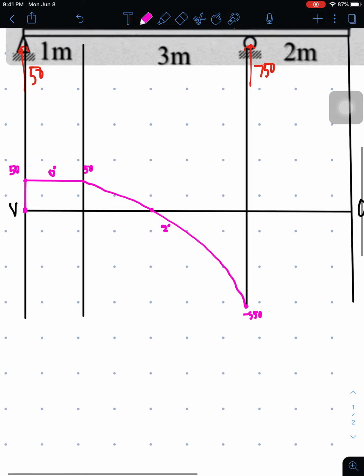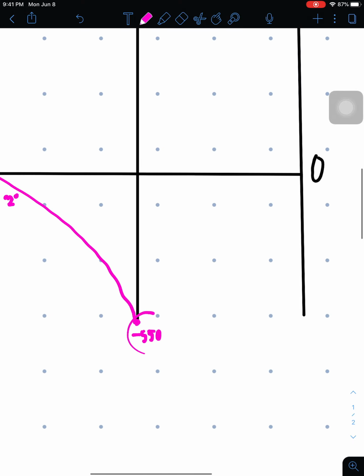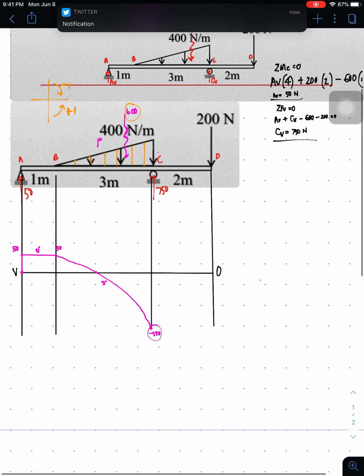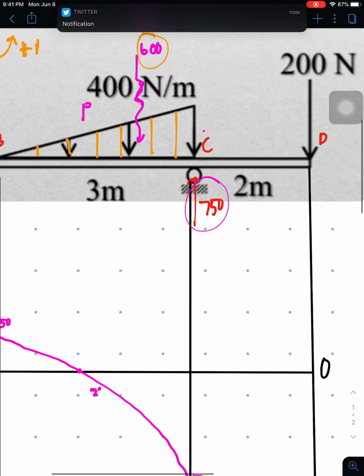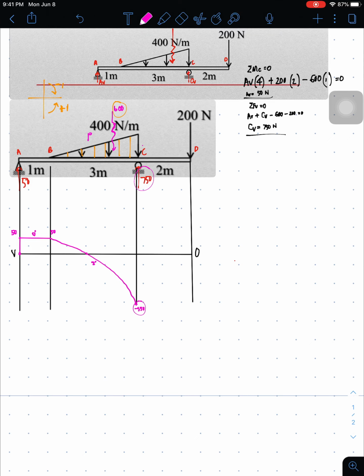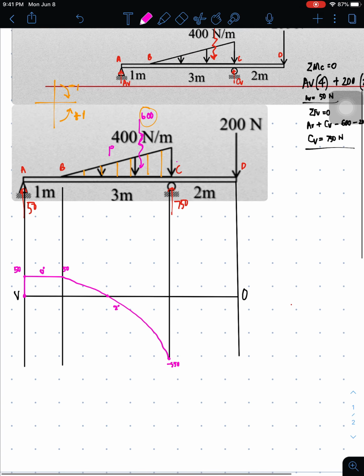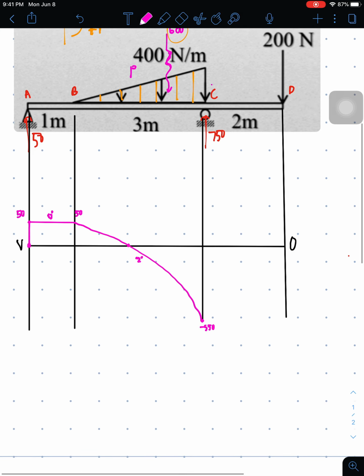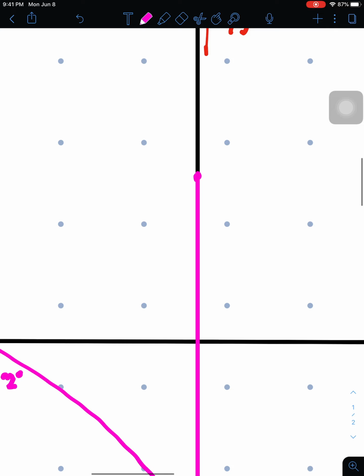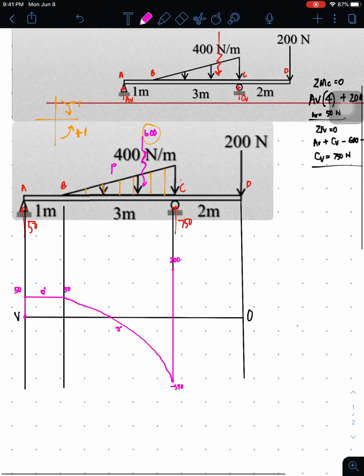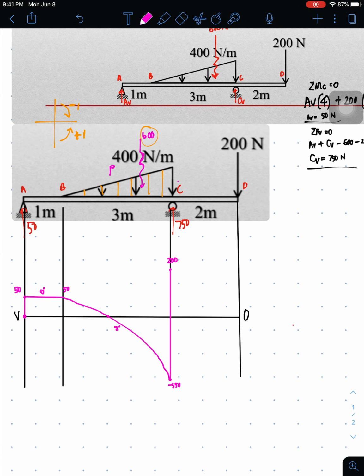So let's proceed. We have the negative 550, and we have to pair it with 750 upward. So therefore, we're going to add the two. Negative 550 plus 750, it's 200. Yes, that's 200. So let's just connect these two dots, and this is 200. Okay, so we're connecting now C to D, and at D there is a concentrated load, so there would be 2 points.